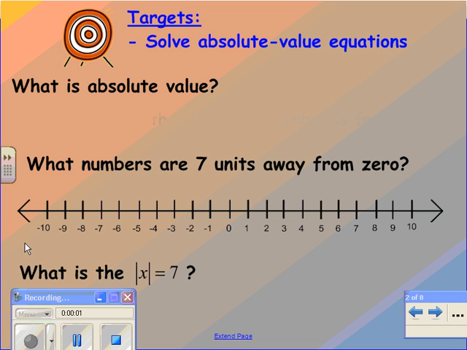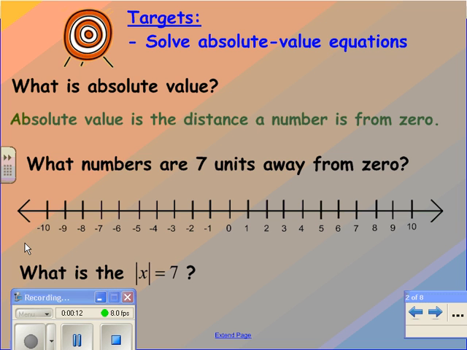So in order to talk about solving absolute value equations, we're going to talk about what is absolute value. First of all, our definition for absolute value is going to be the distance a number is from 0. Okay, so absolute value is the distance a number is from 0.